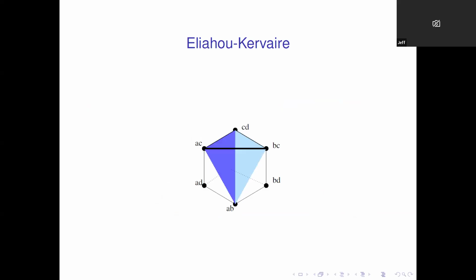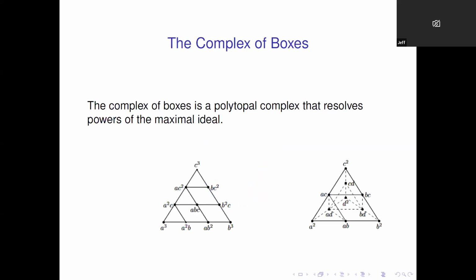In particular, that bottom thing that looks almost like a cube, it's got boundary that consists of the two bluish simplices here with vertices A, B, C, D, and either AC or BC. So it contains the points AC and BC, but none of the line segment between them. And Eliahou-Kervaire is very nice. It's got excellent combinatorial properties that help us count things like Betti numbers, but unfortunately, it's not polytopal.